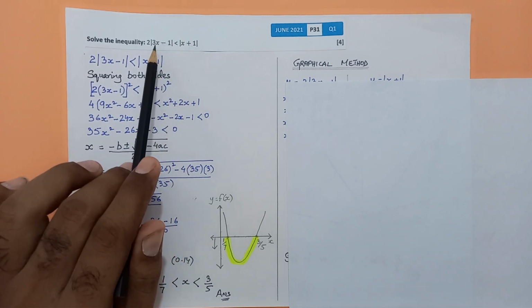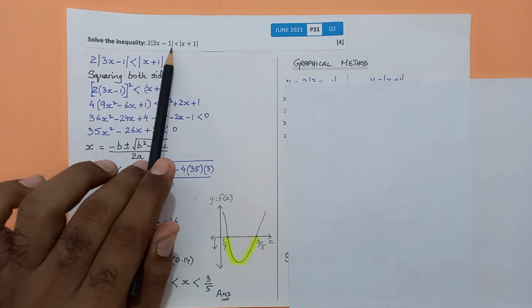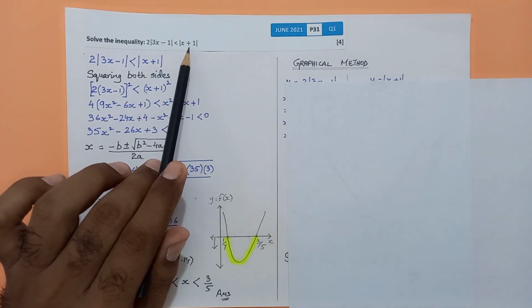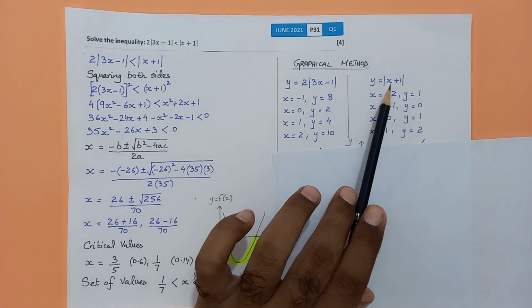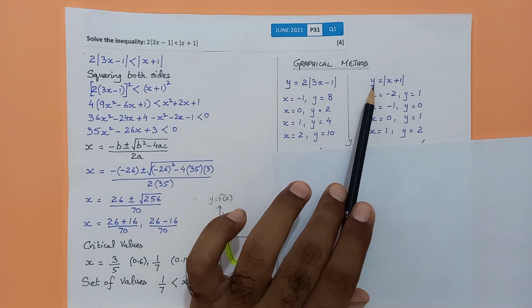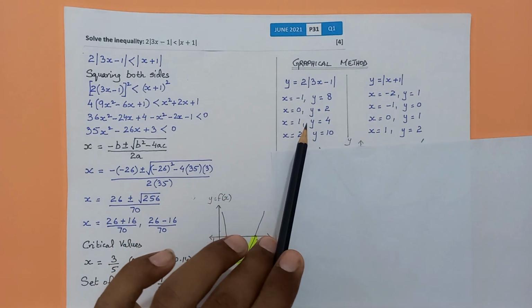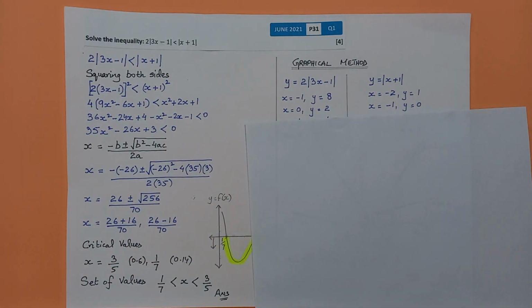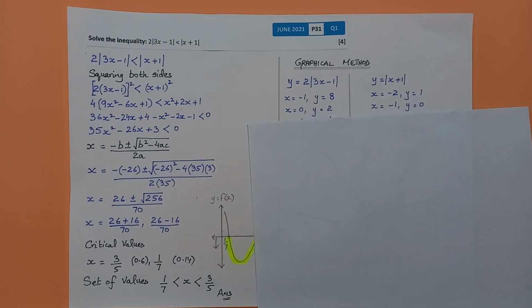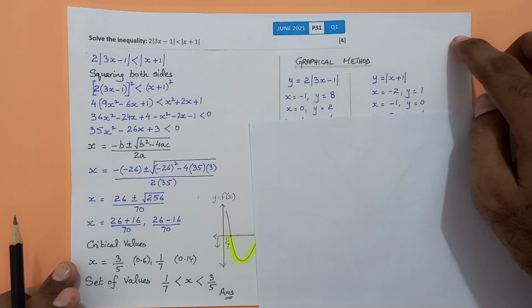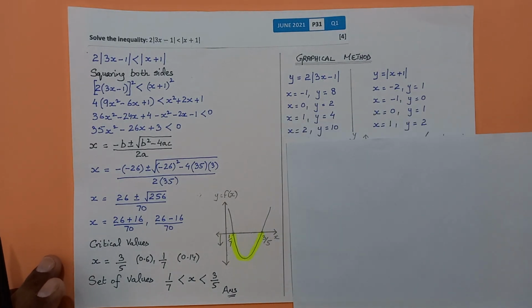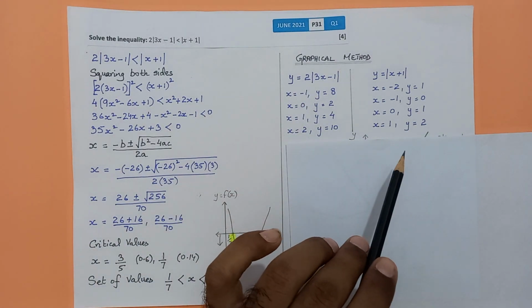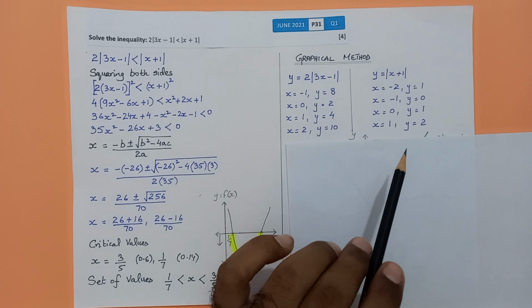So we would take y = 2|3x - 1| and y = |x + 1|, and we would take some values. As you can see over here, we have taken both of them and made them equal to y. So just take some dummy values of x like 0, positive and negative 1, 2, 3, or 4. Don't go for big values, because then it would be impossible for you to sketch or draw the graph. So just take some dummy values so that you could easily make the graph.